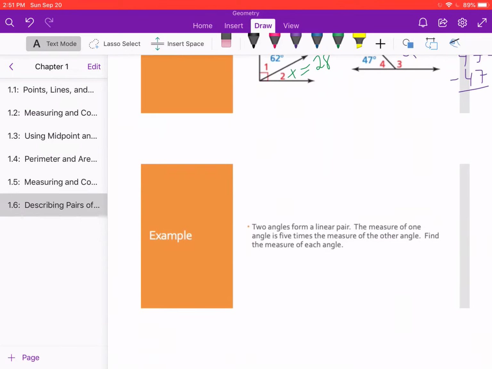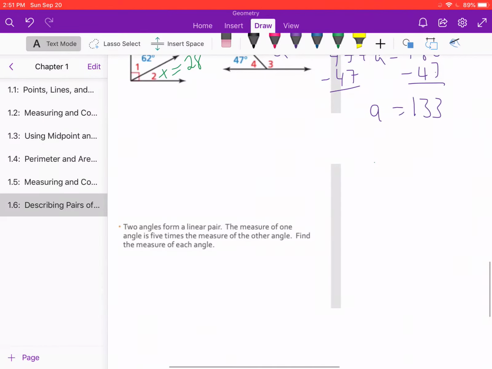All right, and then our last example: two angles form a linear pair. The measure of one angle is 5 times the measure of the other angle. Find the measure of each angle. So what I'm going to do is draw what this looks like. Since they are a linear pair, I know that they form a line. So I'm going to draw here and split it into two angles. I don't know how big each of those angles are, so it's not going to be a great drawing. Let's move on to the next sentence.